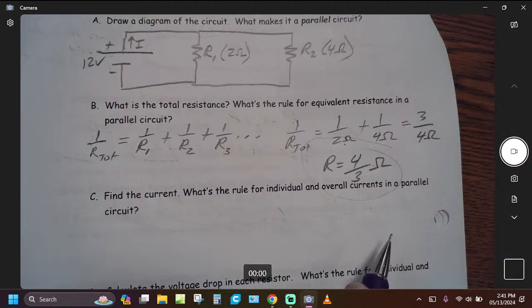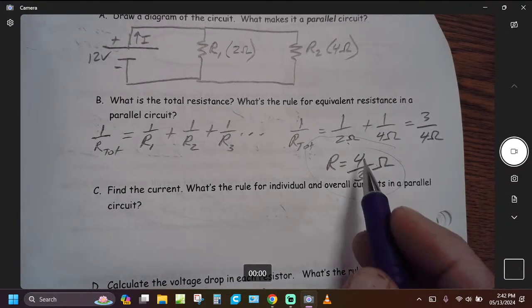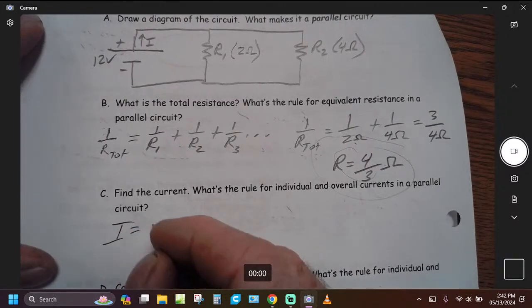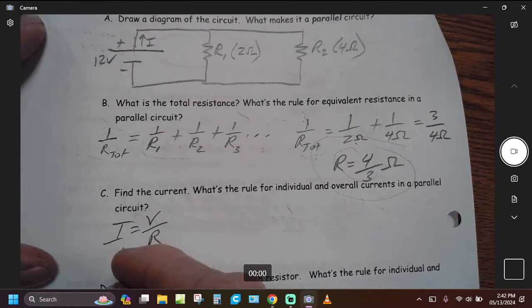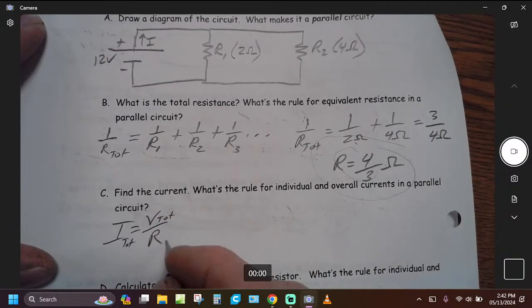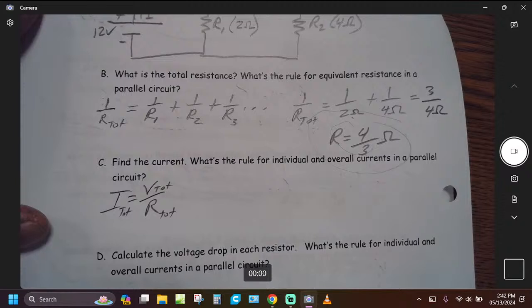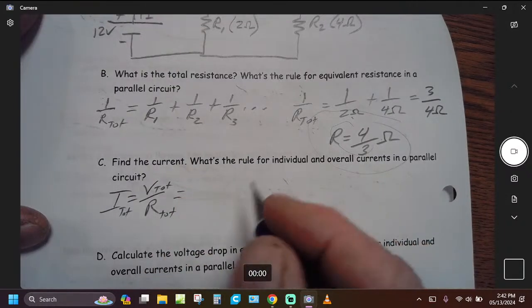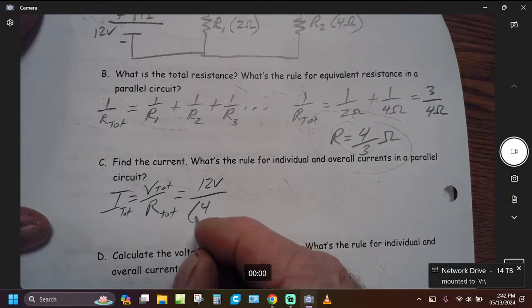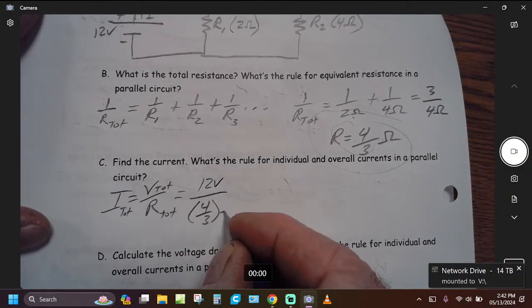Actually, the overall current's easy. It's the individual ones that are tricky. Use the overall R and V. So it's just this formula, I equals V over R. If I use the total voltage drop divided by the total resistance, then I'll get the total current. And that's 12 volts over 4/3 of an ohm.